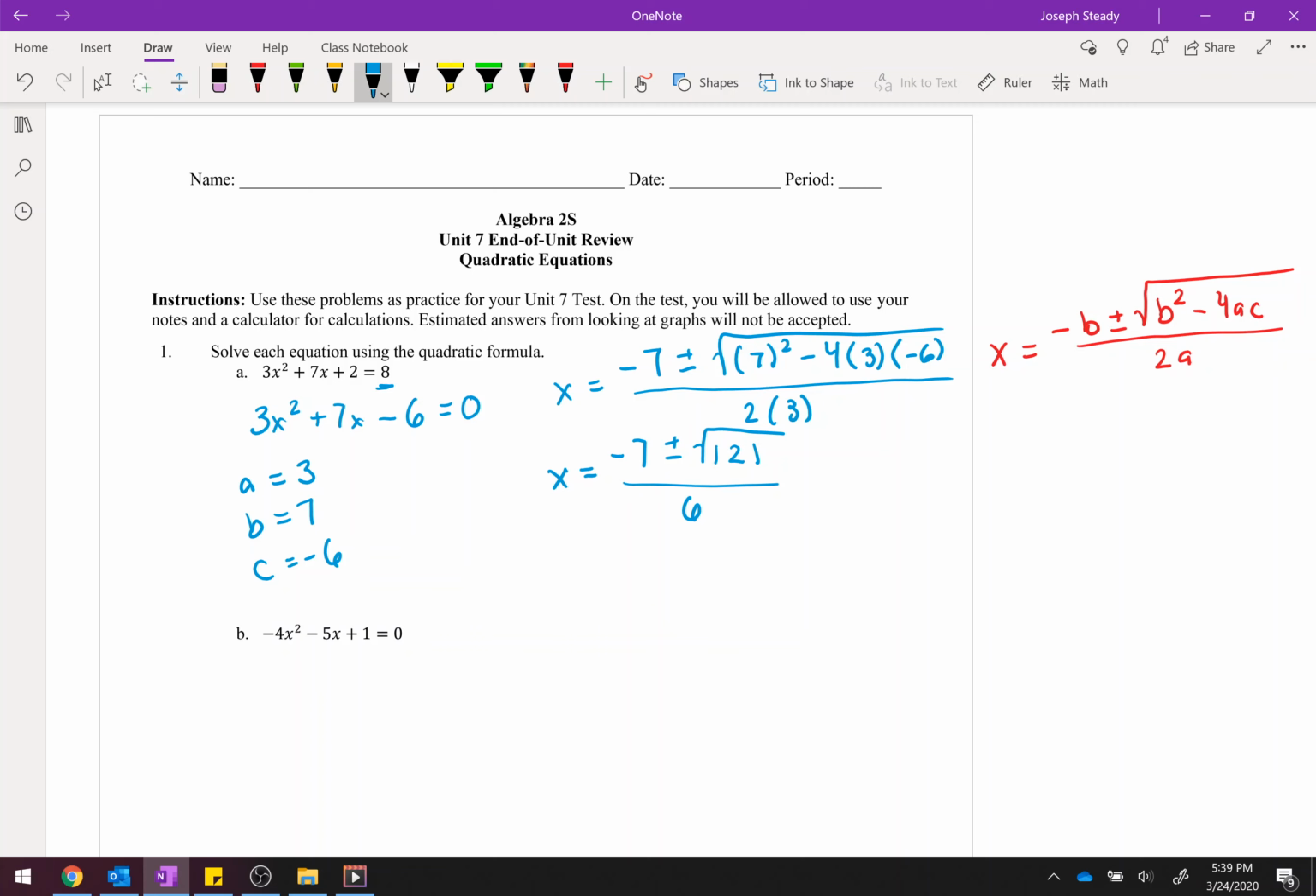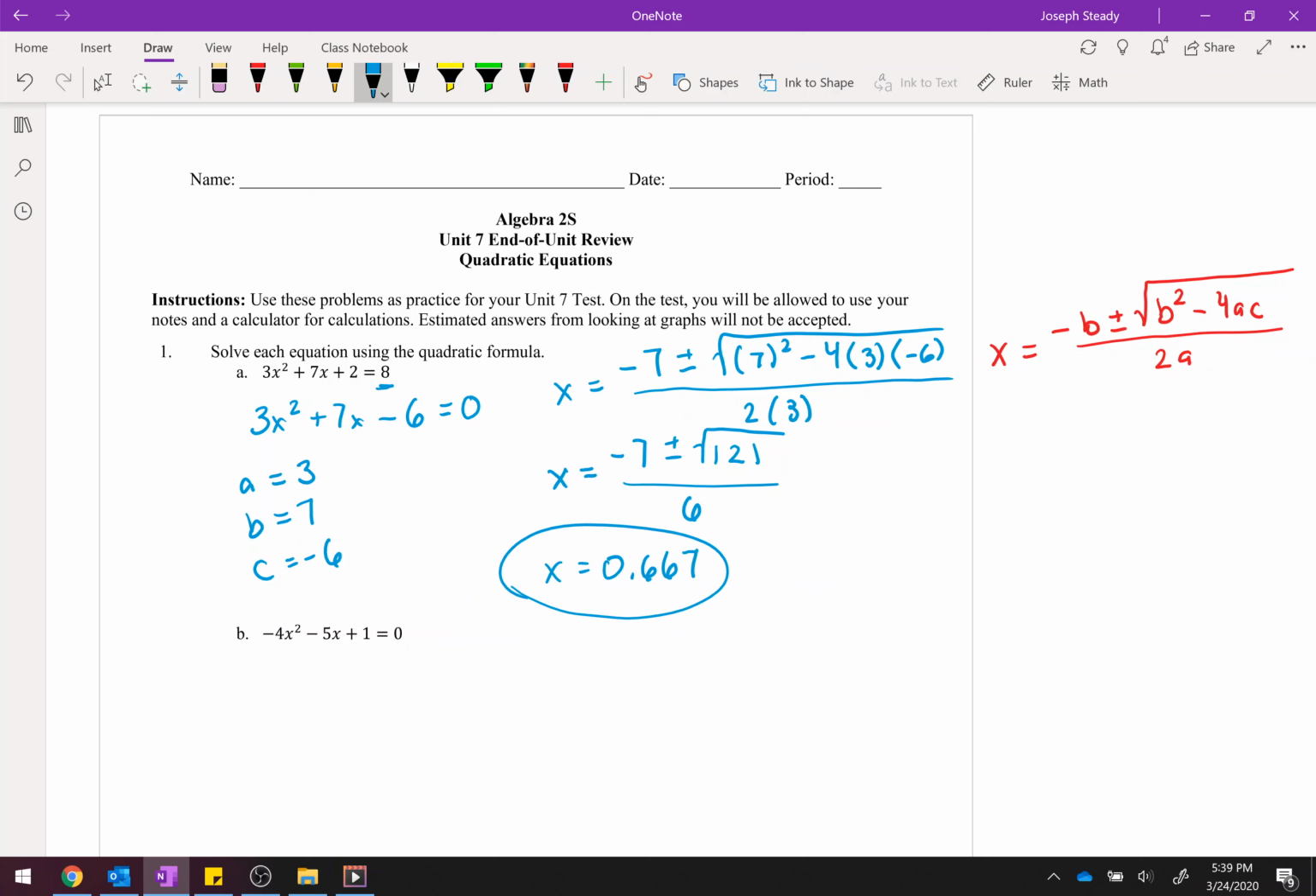So this is where we want to break out our calculator and actually do negative 7 plus the square root of 121 and hit enter. That will give us 4, and then divide by 6. That will give us 0.66666 forever, or just 0.667 if we round.